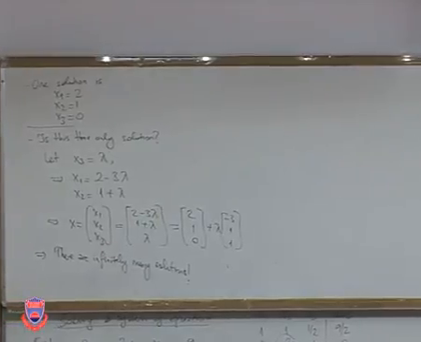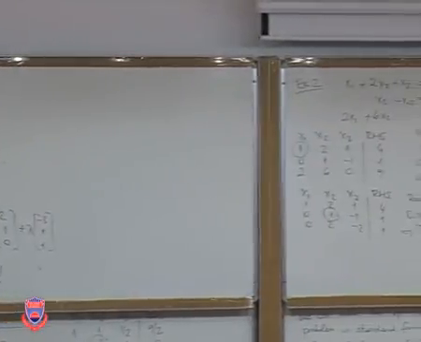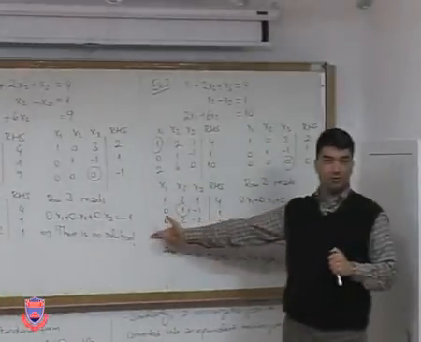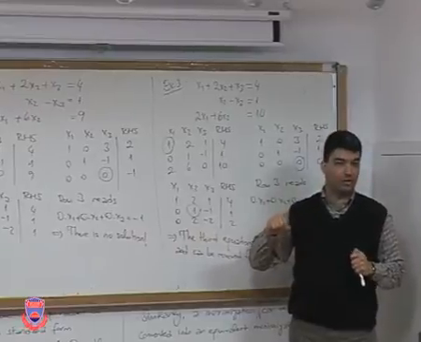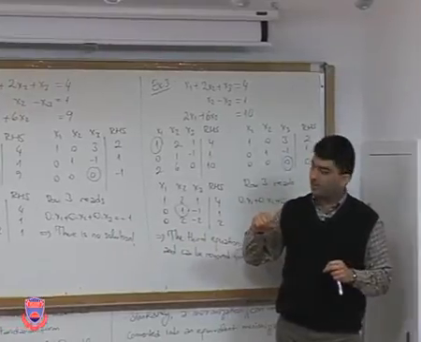All right, so we have seen three cases so far, right? The system may have a unique solution, which was example number 1. The system may have no solutions, or the system may have infinitely many solutions. Okay?